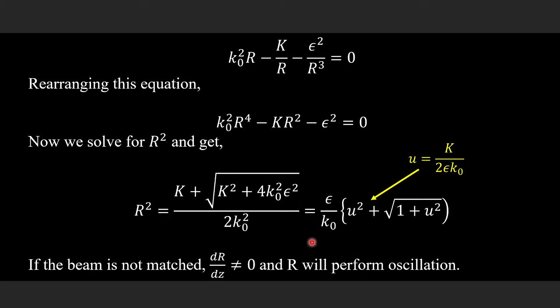It's very easy to verify that we can write the whole expression using the definition of u like this. Now for sure, if the beam is not matched, R will have dR/dz not equal to 0, and R will perform oscillations, and those oscillations are the ones that I showed you in the case of a mismatched beam.